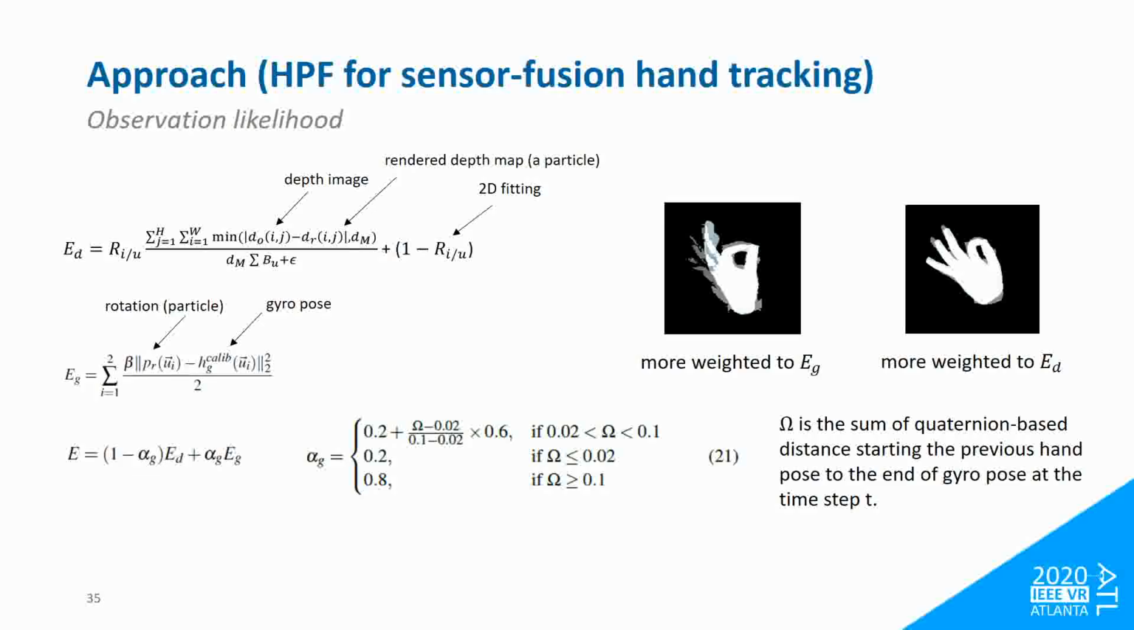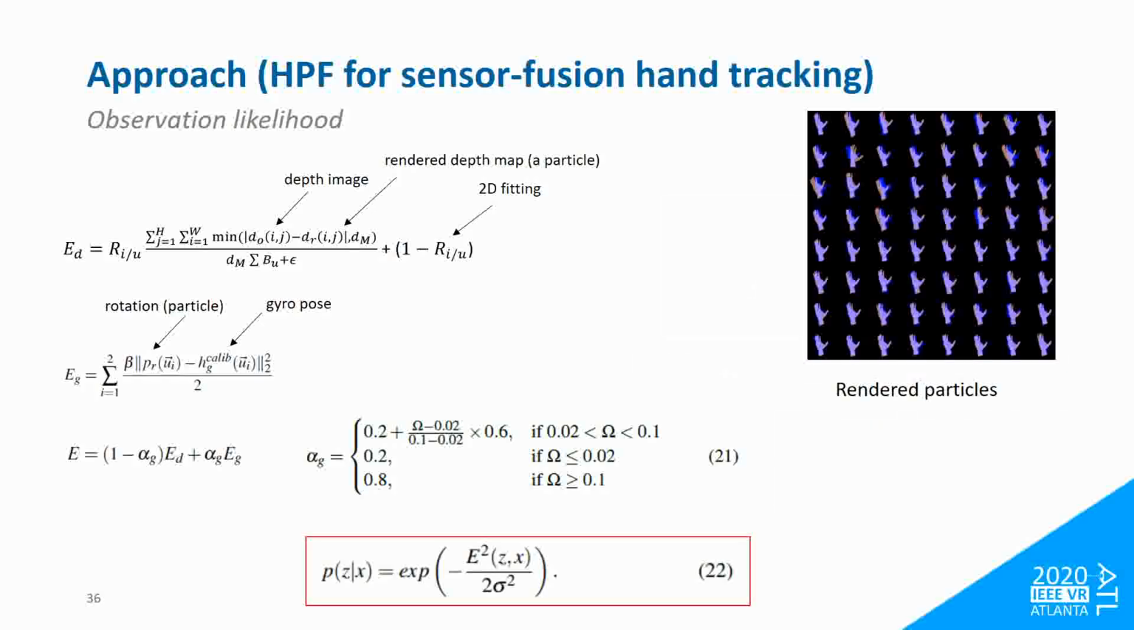In this step, we exploit the fact that fast hand rotation generates motion blur. When motion blur is generated, the cost function relies more on the EG, and when motion blur is not generated, the cost function relies more on the ED. A better formulation to detect motion blur is left for future work. Finally, we can easily change the cost function to a likelihood, and we can calculate the weight of each sampled particle as the observation likelihood.